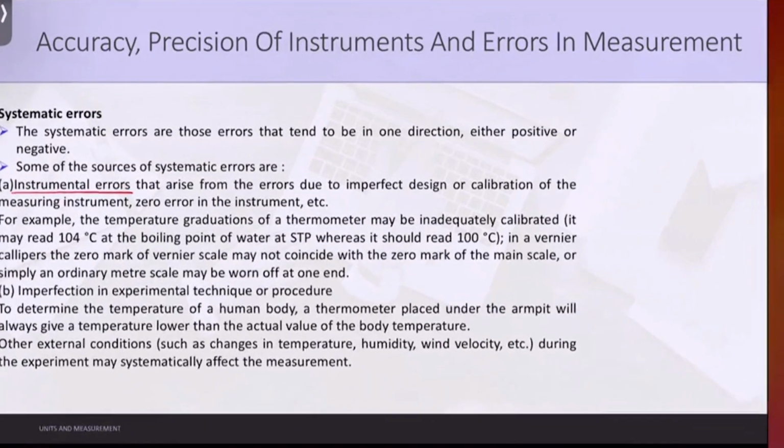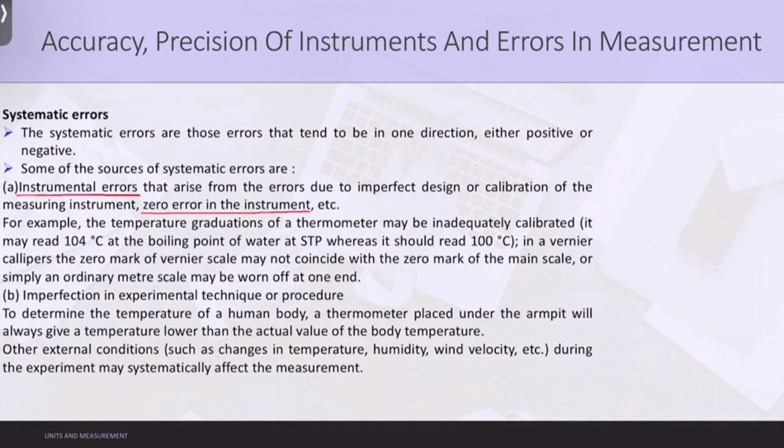What does it mean by zero error in the instrument? Let us say there is a galvanometer. Galvanometer is basically used in a circuit, and if a current passes through the circuit, it shows a deflection. Let's say this is the tip of the galvanometer, and this would be zero. Sometimes this tip won't be at zero. If it is not at zero, then the actual value of the deflection cannot be seen.